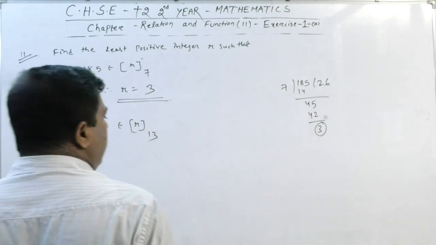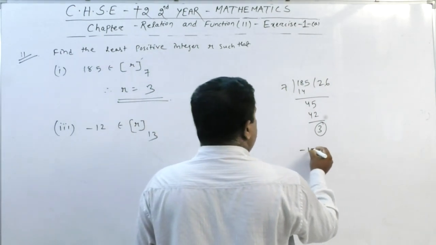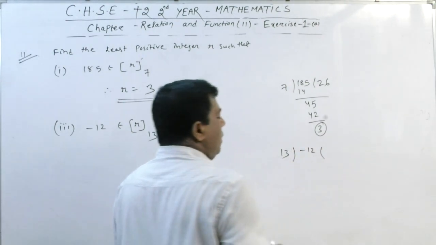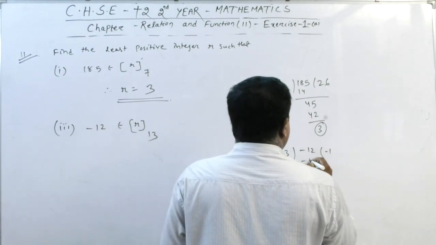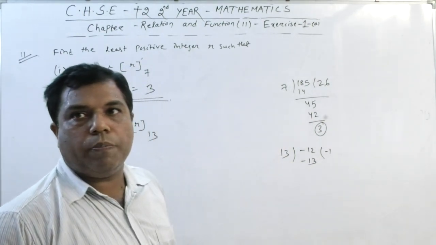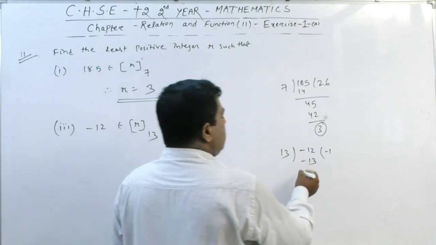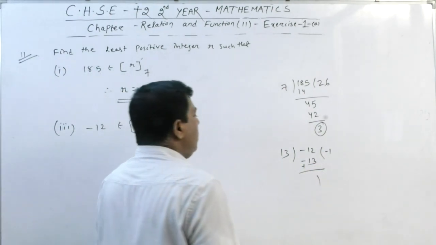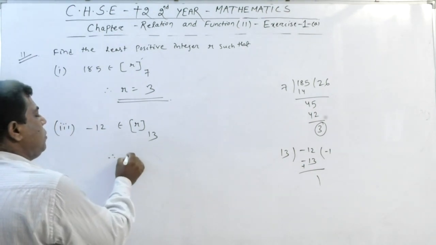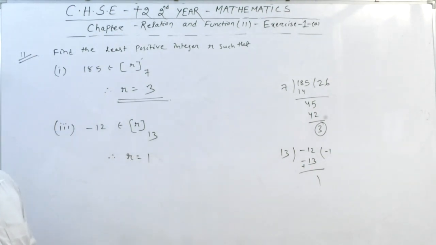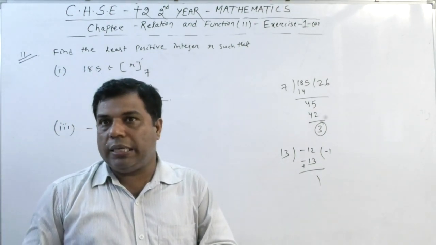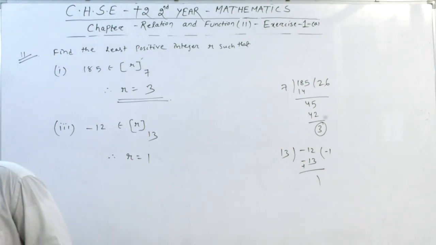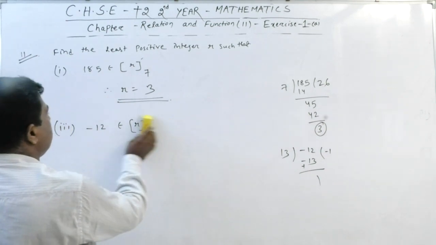Many students have difficulty here. If you divide it, we have to put a smaller number as compared to minus 12. So the value of r is equal to 1. In this way you have to find the least positive integer. Okay, my dear students, next we will go for the next question.